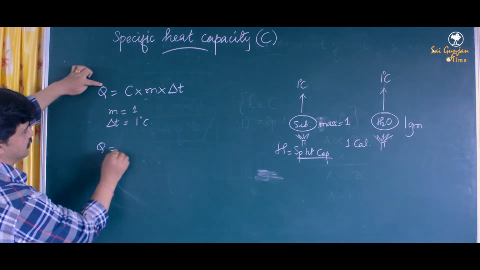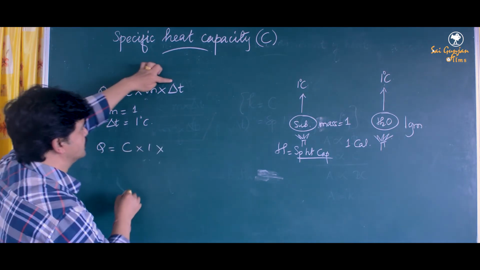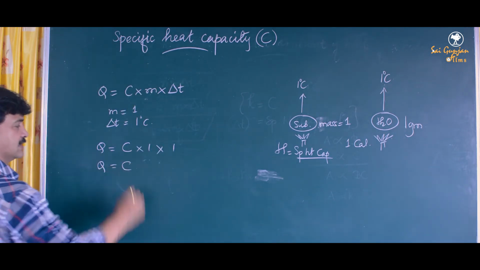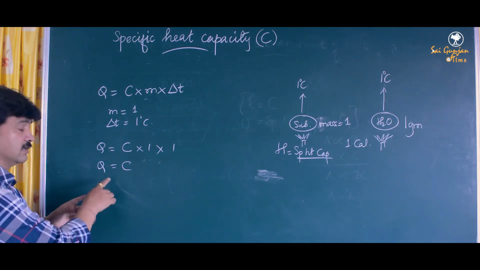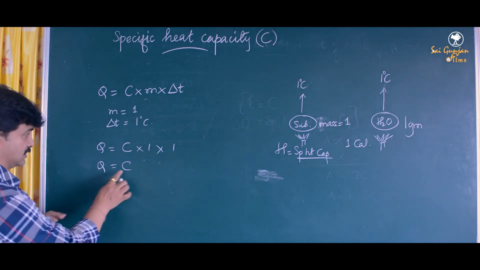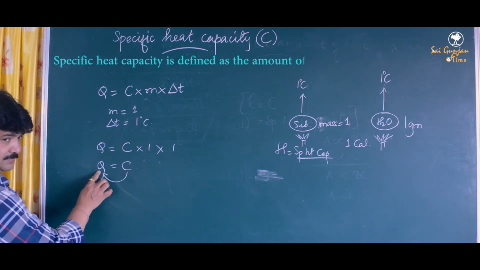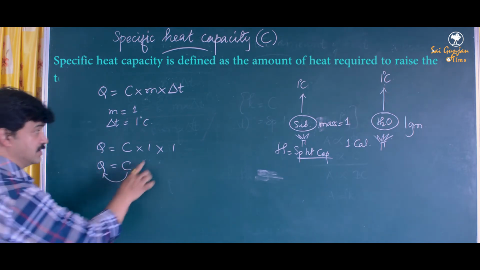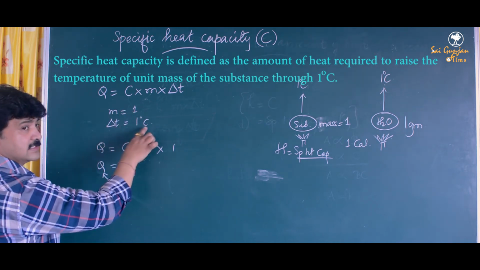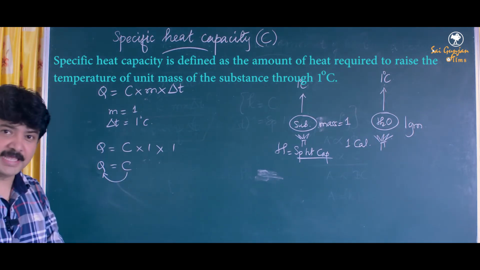Q remains as Q. C, we don't know the value of C. What is the value of M? It is 1. What is the rise in temperature? 1. We don't write the unit. So, when we multiply, we get this. So, again, we have landed at the same meaning of specific heat capacity. So, this also tells that specific heat capacity is the amount of heat required to raise the temperature of unit mass of a substance through 1 degree Celsius. So, this is the meaning of specific heat capacity.